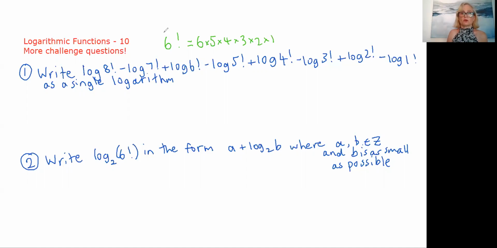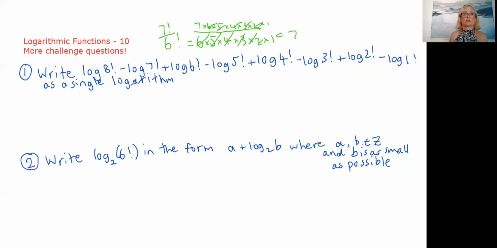The great thing about factorials is that they are very easy to cancel. If I'm cancelling 7 factorial over 6 factorial, because 7 factorial is 7 by 6 by 5 by 4 by 3 by 2 by 1, if I just do that divided by that, you're going to get your 7 by your 6 by your 5 by your 4 by your 3 by your 2 by your 1. And of course, all of this is going to cancel. So you're just going to get 7. We're going to use this to help us with our first question.